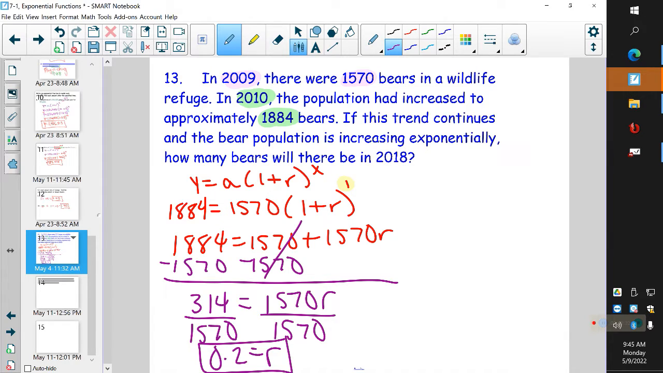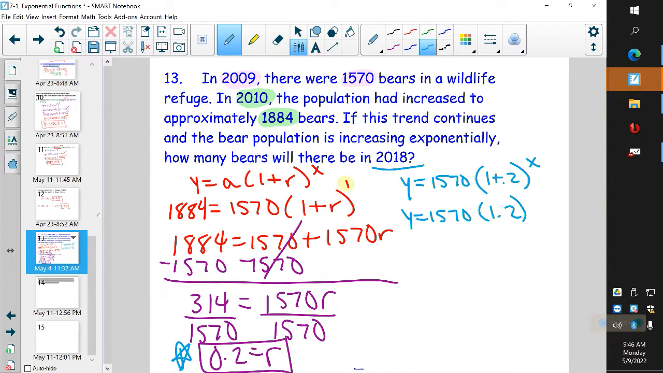Well, that's super important because in order for me to do predictions, y is equal to, I know my initial amount, which is 1570, and now I know that this is my rate at which it's increasing. So I'm going to have a 1 plus 0.2 raised to the x power. So this is my formula to do any future predictions for any year that I want. Well, this wants to know the year of 2018. So how many years is there difference between 2009, which is our initial, and then our end, which is 2018? Well, there is 9 years difference between there, so we're going to have x being 9.